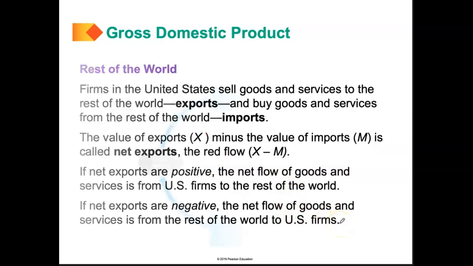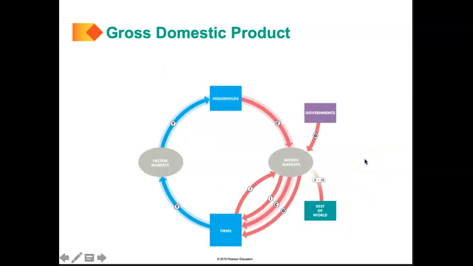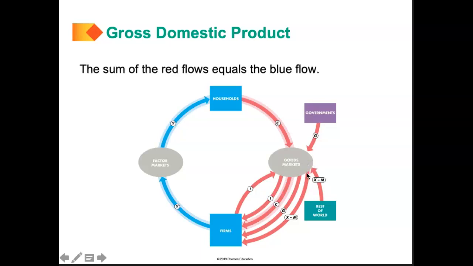We can actually show this in our circular flow diagram. Net exports also go into the goods market, and from there they go into firms' pockets. So the sum of all the expenditure should equal income. All this expenditure is going to firms, and firms pay this expenditure out in the form of income. So income, which is Y, should equal expenditure.